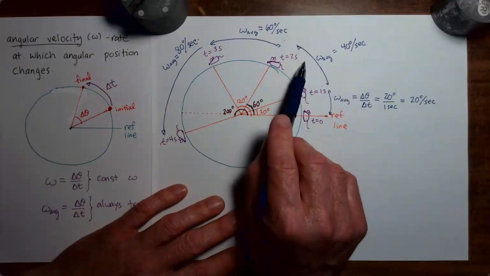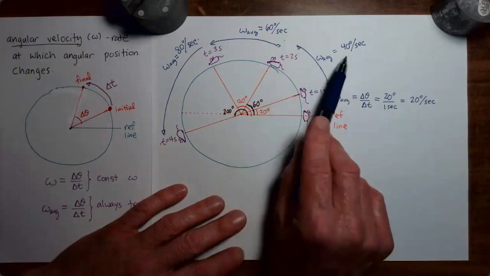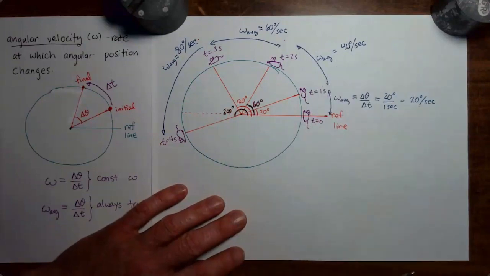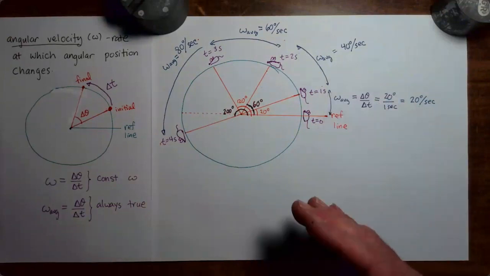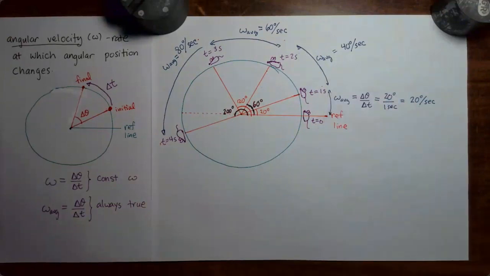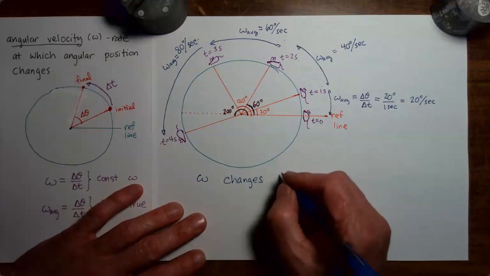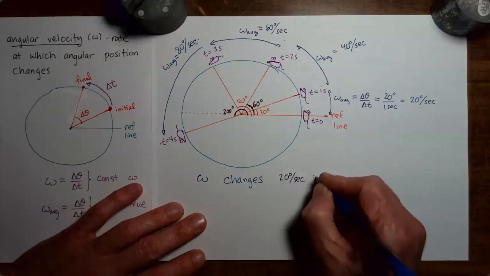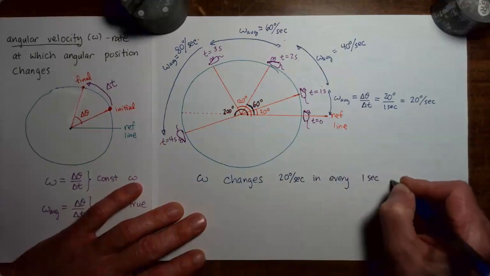You notice that in each 1 second interval, the angular velocity of the mouse is 20 degrees per second greater than it was in the previous 1 second interval. In other words, for every second that goes by, the angular velocity of the mouse increases by 20 degrees per second. Let me write that out. We can say that the angular velocity changes by 20 degrees per second in every 1 second time interval.